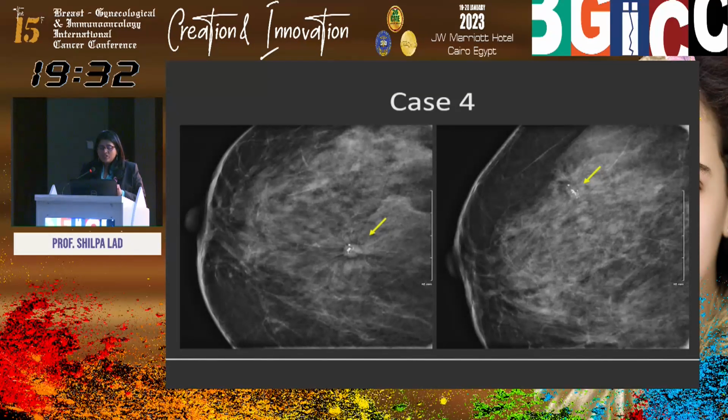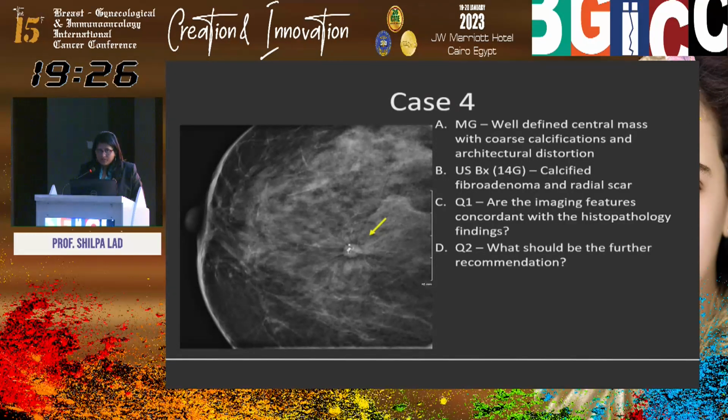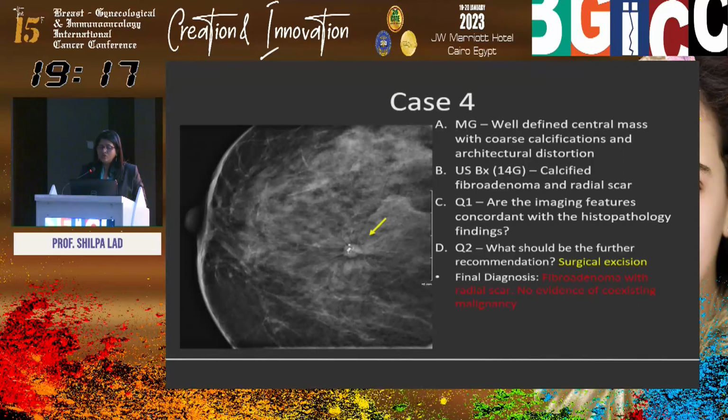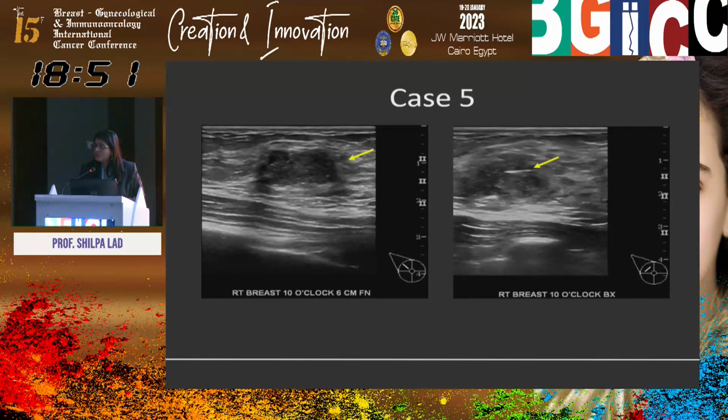Okay? We saw coarse calcification with a circumscribed mass and peripheral spiculations. Biopsy was performed using a 14-gauge needle. Calcified fibroadenoma and radial scar was the histopathology diagnosis. Is it concordant? Should we do anything else? Well, it could be concordant because there is a radial scar, peripheral spiculation. There is a coarse calcification. It could be a fibroadenoma. But given that there is a radial scar, we recommended surgical excision. Final diagnosis was in keeping with fibroadenoma and radial scar. This was not upgraded further, okay? So sometimes that can also happen.